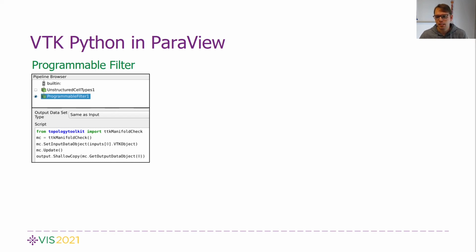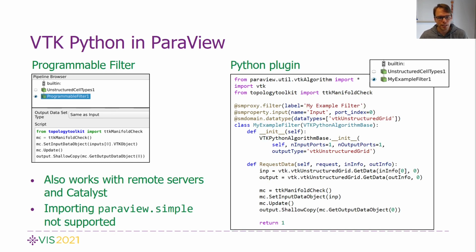There's also a more modern variant of this, which are called Python plugins, that allow you to define an entire ParaView plugin in Python code. And the nice thing about these is that they act as any other ParaView filter, so they also work when you are connected to a remote server and, for example, when you are using Catalyst. And one thing to note is that while you can call the ParaView Python interface in these filters, you should not do that, because then you would be modifying the ParaView pipeline while it is executed.